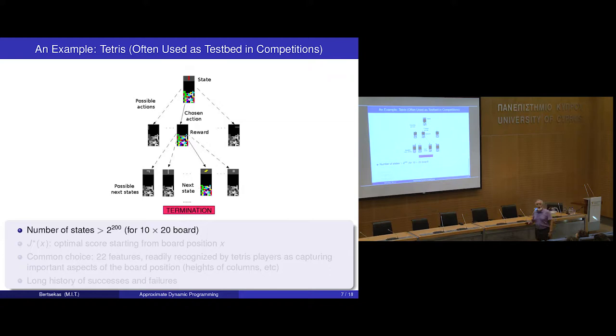So you can view this game as a stochastic optimal control problem, where the states are all the possible configurations of the wall. And the number of states is extraordinary here, because for a standard board of 10 by 20, the number of states goes immediately to 2^200. That's more than the number of molecules in the entire universe. And it's just very big.